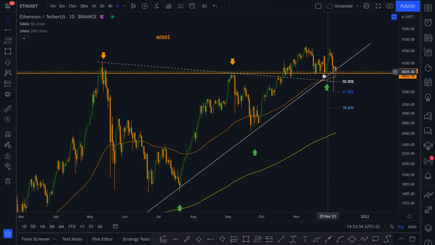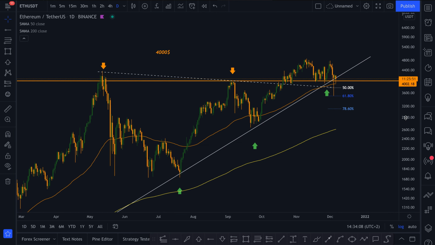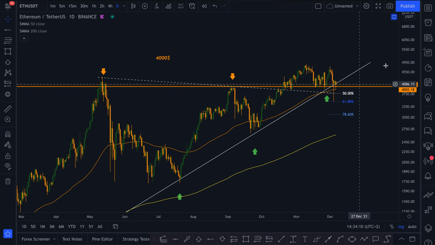And as you can see, the wick came right down into the 61% fib level, drove the price all the way back up above the 4K mark, and we have not closed below the 4K mark at any point since back in October of 2021. So I believe there's huge interest within buyers to purchase Ethereum at the 4K mark, and I don't believe it will be going any lower.